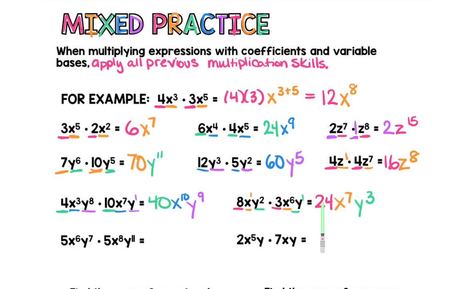8 times 3 is 24. X to the 1st power times x to the 6th power is x to the 1 plus 6, or x to the 7th. Y squared times y is y to the 3rd. 25 x to the 14th, y to the 18th. 2 times 7 is 14. X to the 5th times x to the 1st power is x to the 6th power. Y to the 1st times y to the 1st is y squared.